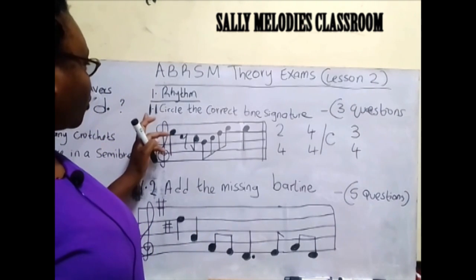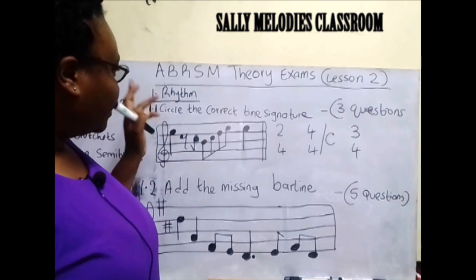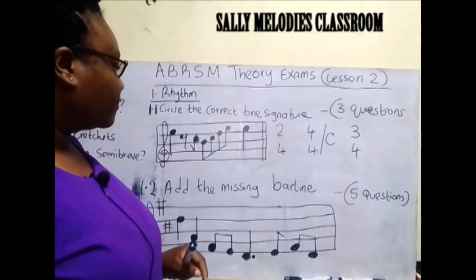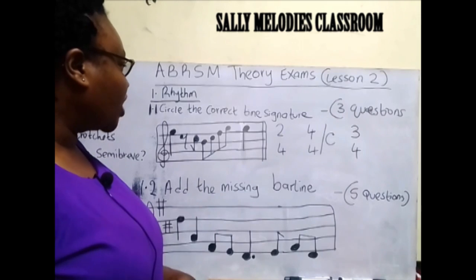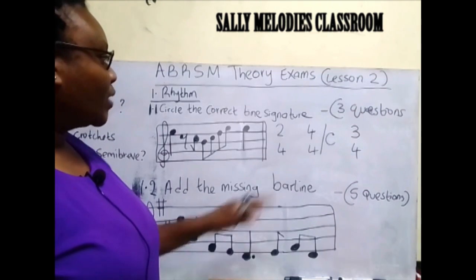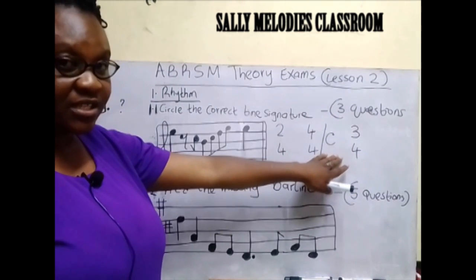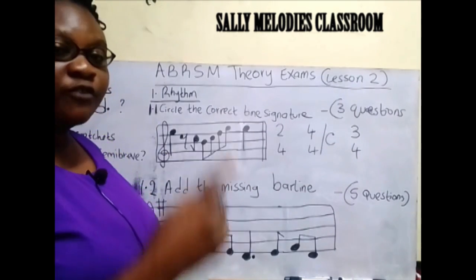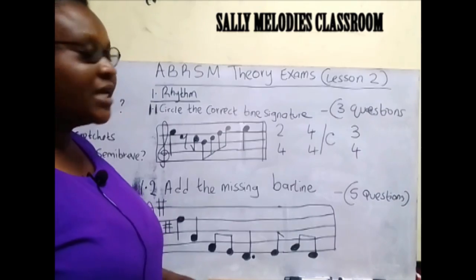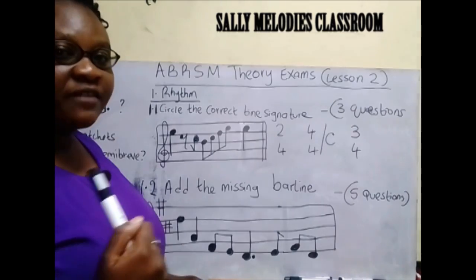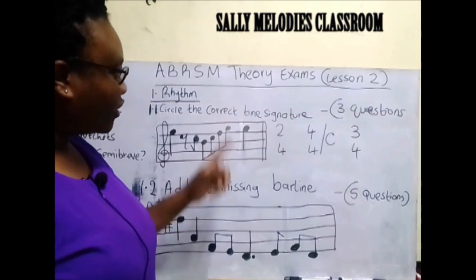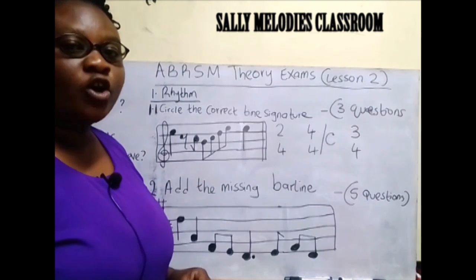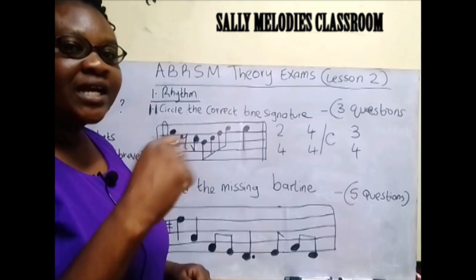So question 1.1 talks about the time signature, and then you are given 3 choices. So it has 3 questions, but I have only taken 1 question. I'll be taking 1 question in every category. Circle the correct time signature. But because it will be an online exam, you only click the answer.